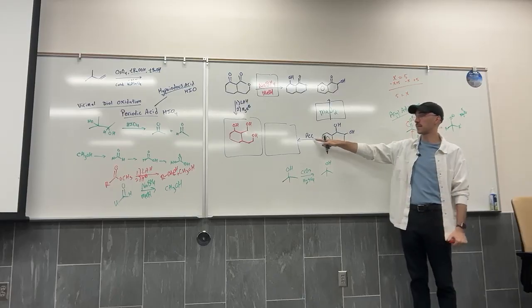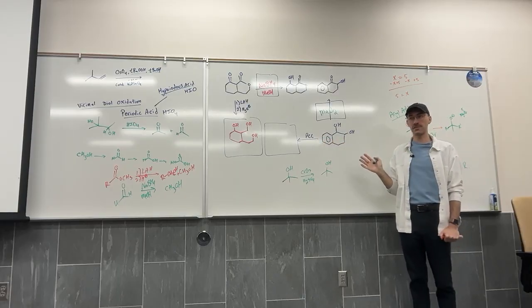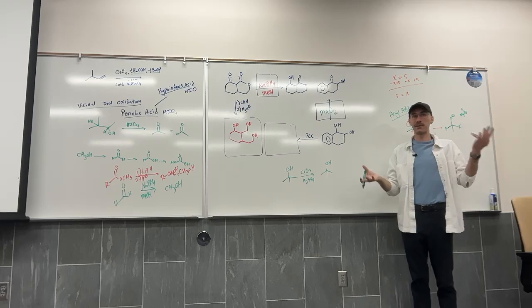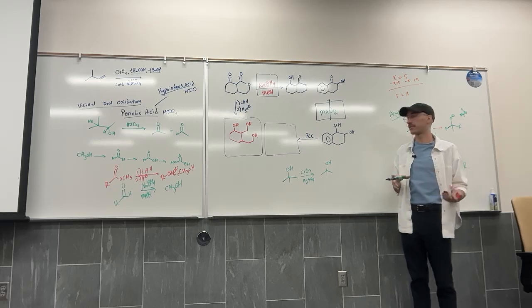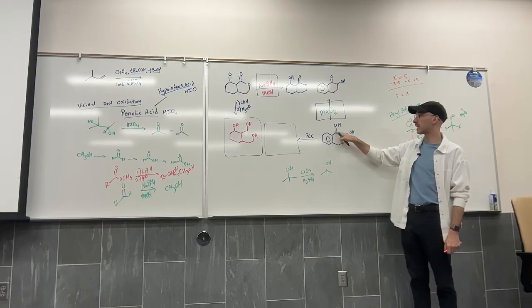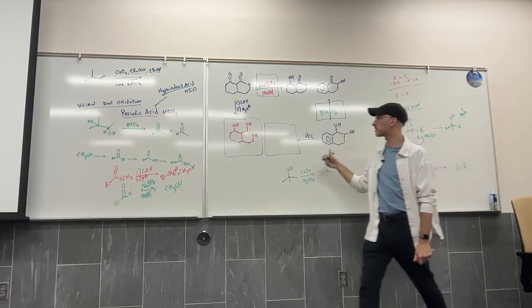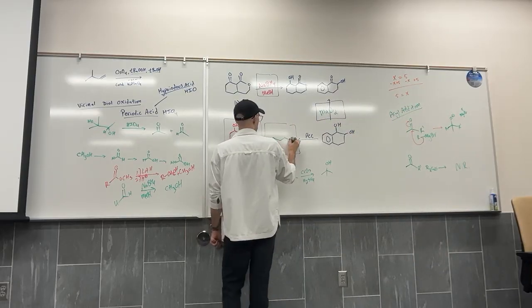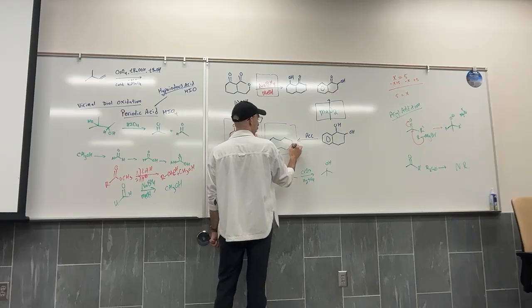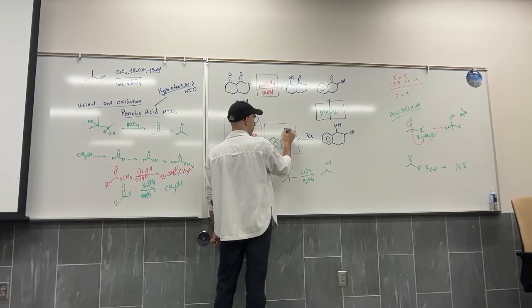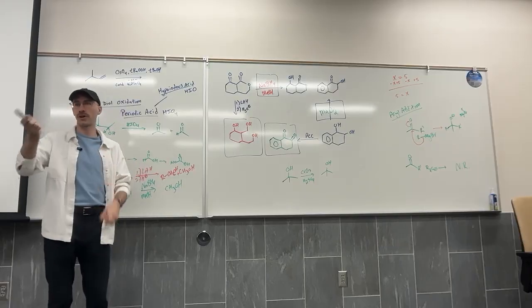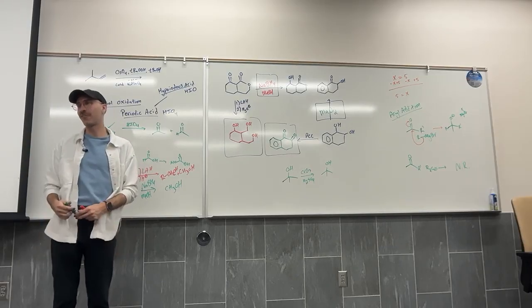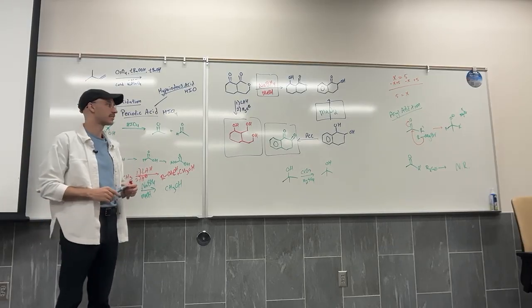If I use something like PCC, it doesn't discriminate against radical stability or not. It doesn't discriminate against primary or secondary. PCC will take one hydrogen away from both of these positions and turn both, the benzylic and the non-benzylic, into, nope, sorry, it'll take both secondary alcohols and form ketones.